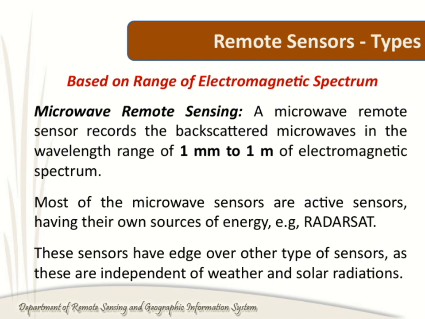What makes microwave sensors particularly valuable is their advantage over other types, namely, their ability to operate independently of weather conditions and solar radiation. That means they can provide reliable data regardless of whether it's cloudy, foggy, or nighttime. This robustness makes microwave remote sensing a powerful tool in various applications, especially when consistent data collection is crucial.